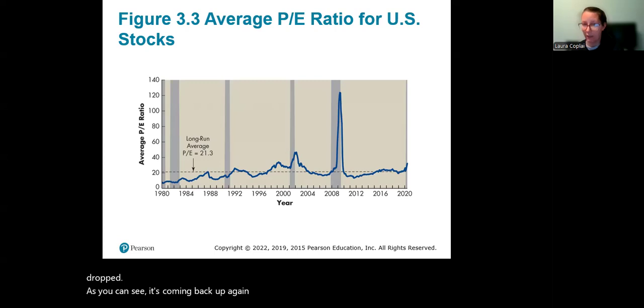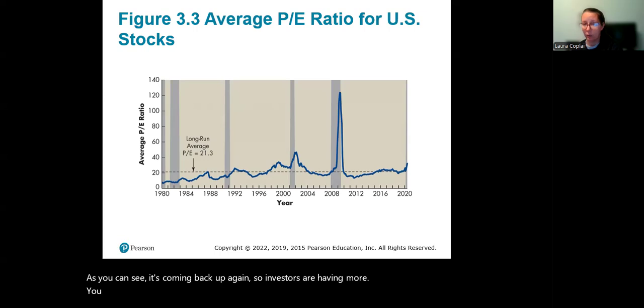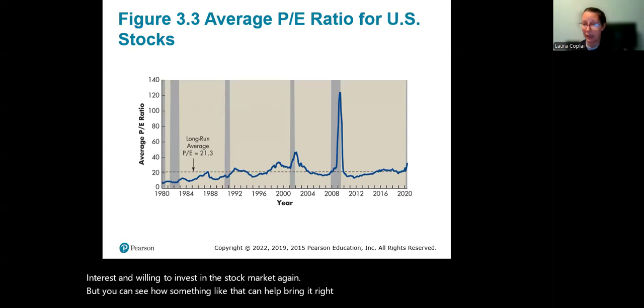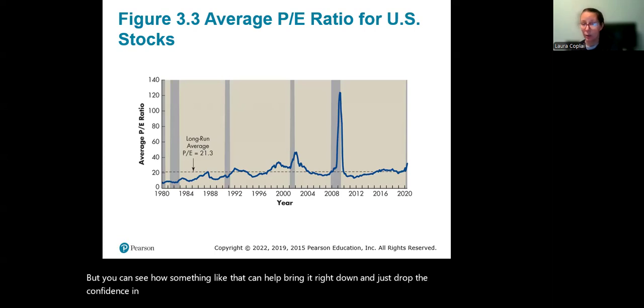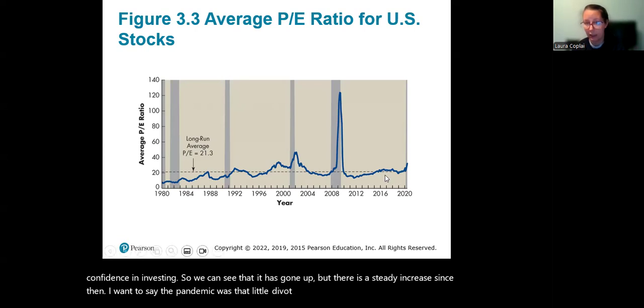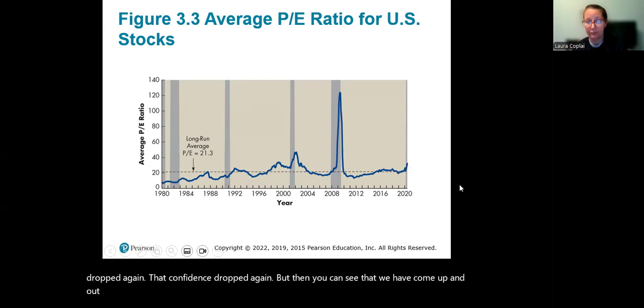So investors are having more interest and are willing to invest in the stock market again. But you can see how something like that can bring it right down and drop the confidence in investing. So we can see that it has gone up. There is a steady increase since then. I want to say the pandemic was that little divot, probably right about here, where the confidence dropped again. But then you can see that we have come up and out of that again.